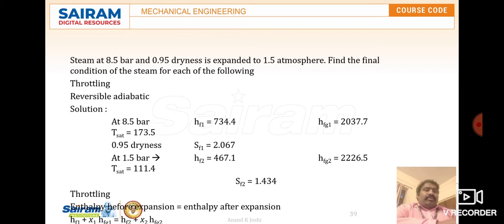See, for this problem, we are taking the values from the steam table at 8.5 bar. So, what are the properties of the steam? hf1 we can note down as 734.4, hfg1 is 2037.7, and saturation temperature is 173.5. For the 0.95 dryness, sf1 is 2.067 kilojoules per kg Kelvin. And on the other side it is expanded to 1.5 bar. Again the properties we can look up here: hf2 is 467.1, hfg2 is 2226.5, and saturation temperature is 111.4 degrees centigrade. And sf2 we can find is 1.434 kilojoules per kg Kelvin.